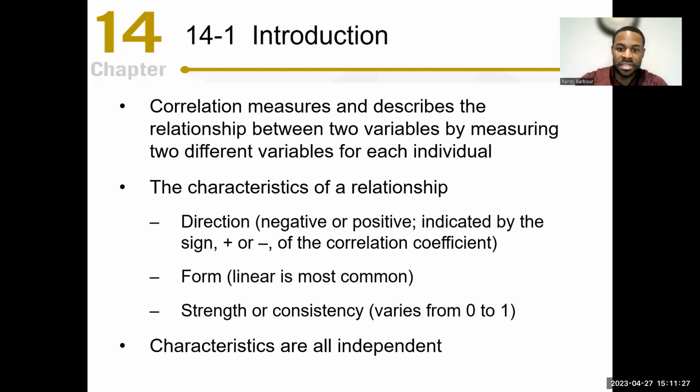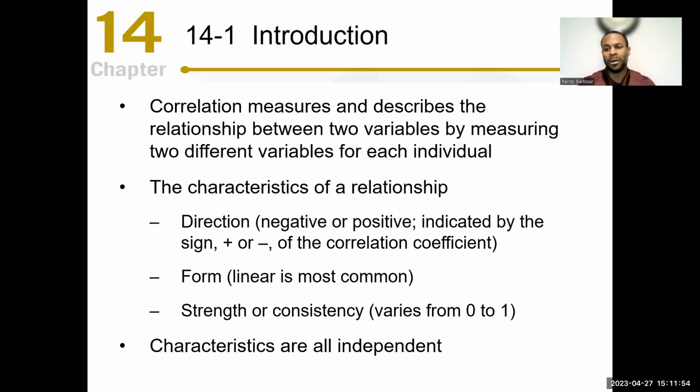The strength and the consistency, the correlation coefficient, it ranges from 0 to plus or minus 1. The closer your value is to 1, the stronger your correlation. And again, it doesn't matter the positive or the negative sign. The strength only refers to the value of that decimal, okay? And again, all of our characteristics are independent of one another.